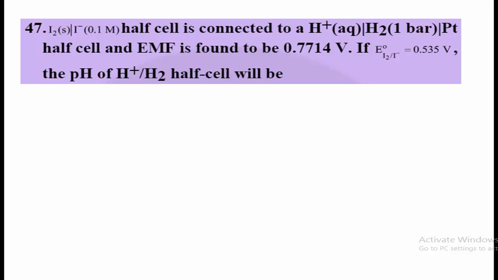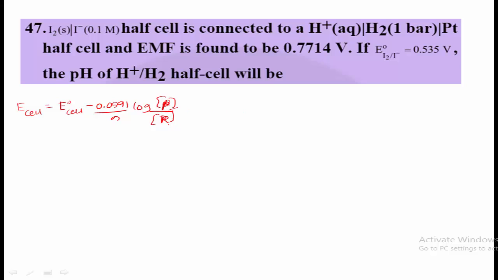Before that, you should know one equation, that is the Nernst equation. E cell is equal to E naught cell minus 0.0591 divided by n log of the concentration of product divided by the concentration of reactants.